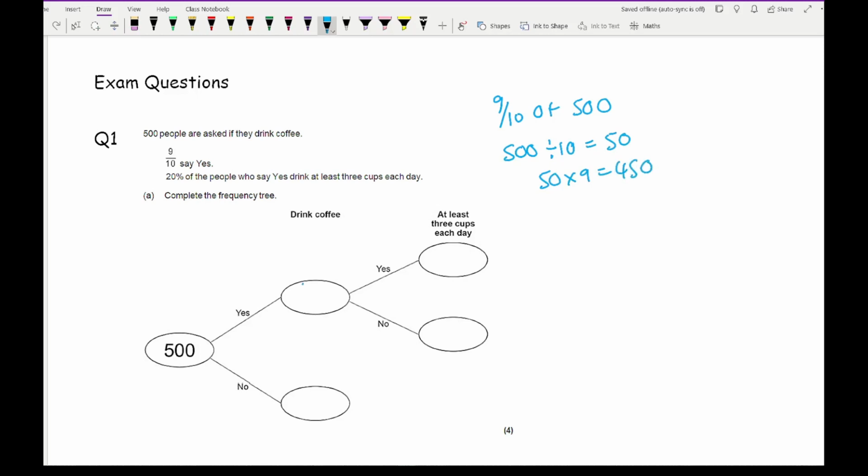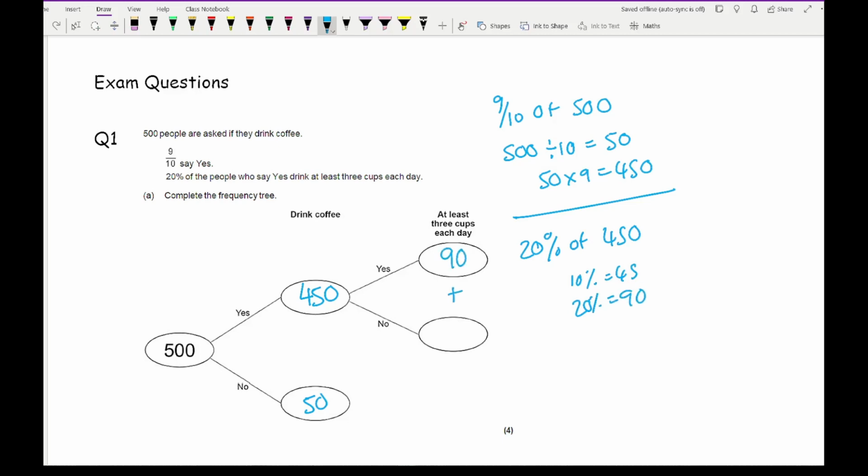So then this is going to be 450, and the people who said no is going to be 500 take away 450, which is 50. Now the next thing I then need to work out is what 20% of 450 is going to be. Well, 10% is 45, so then 20% is going to be double that, which is 90. So that's going to be 90.